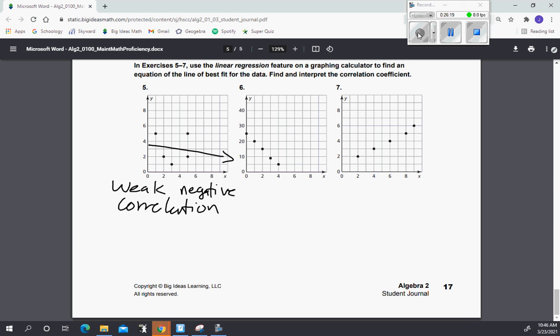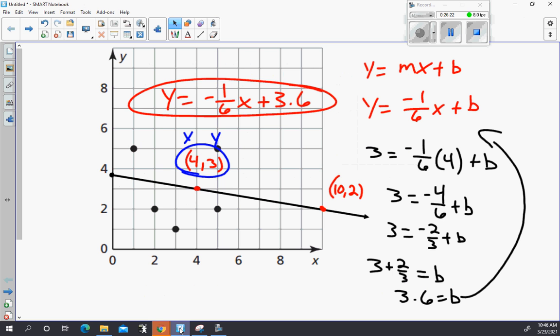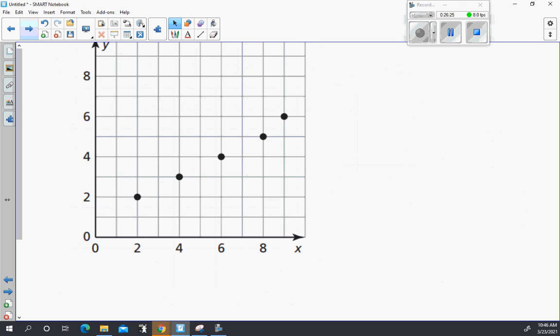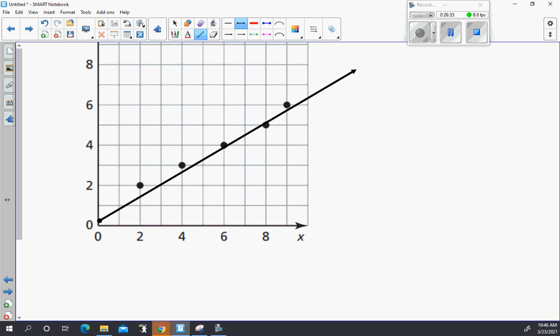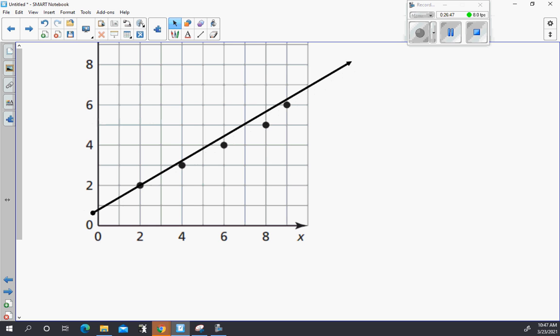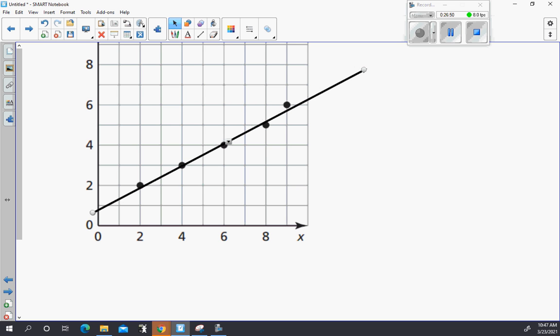Okay. I'm going to do number 7 with you. So number 6 will be on your own. And again, I'm going to find the line of best fit. I'm going to go through each and every one of these as best as I can. Cool. I'm going to delete that one. Okay. Let's see here. I'm going to go through all 3 of these, or all 5 of these, whatever it is, as best as I can.